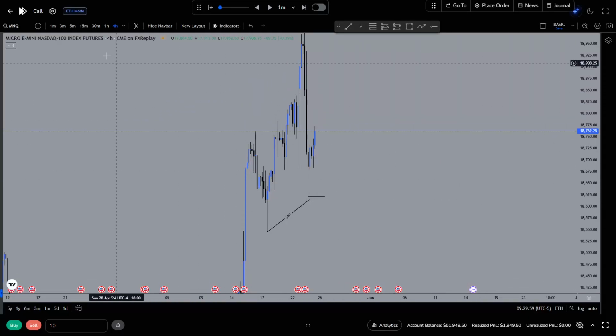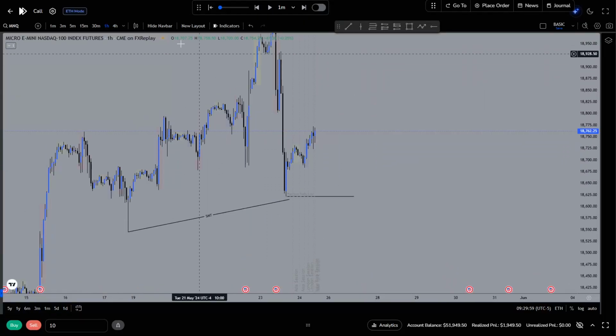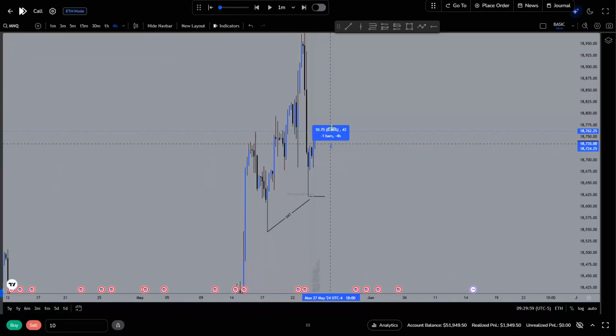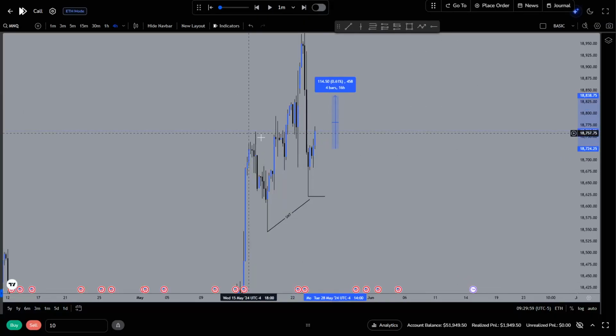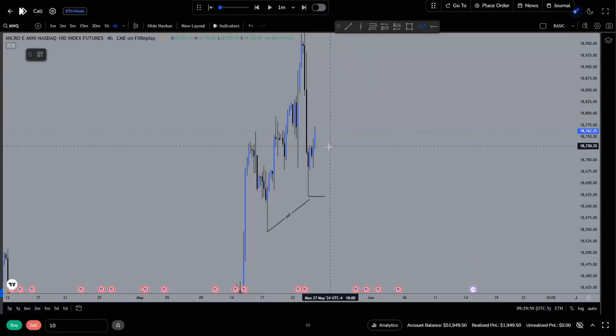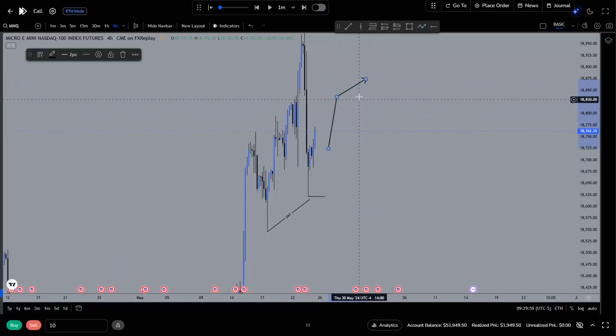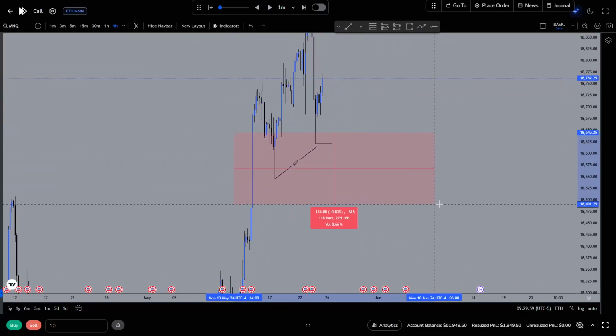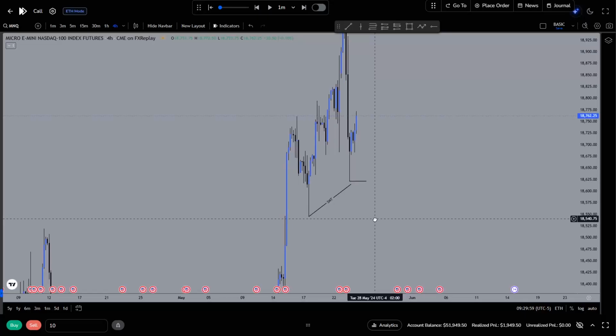Just zoom in. 4 hour, we have an SMT. 1 hour. The thing is, preferably, what I would like to see is this 4 hour get inversed and then we go bullish. That's my perfect thing, because it validates the SMT. This SMT is inside a gap, so it's a very valid SMT for now.